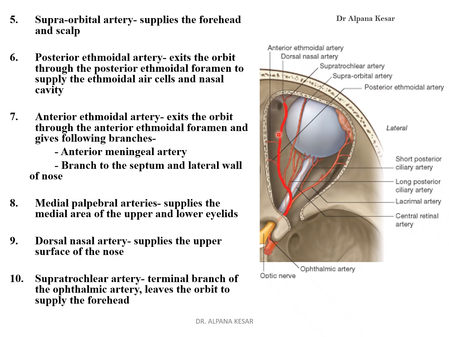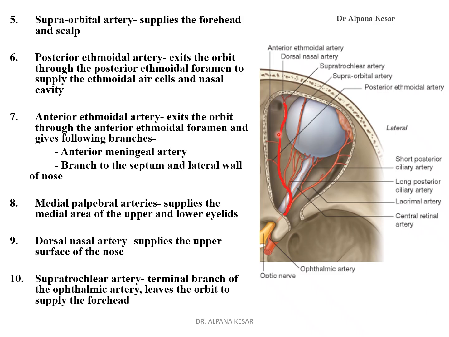Anterior ethmoidal artery exits the orbit by passing through the anterior ethmoidal foramen and gives the following branches: anterior meningeal artery and branch to the septum and the lateral wall of the nose. The anterior meningeal artery supplies the meninges in the anterior cranial fossa.